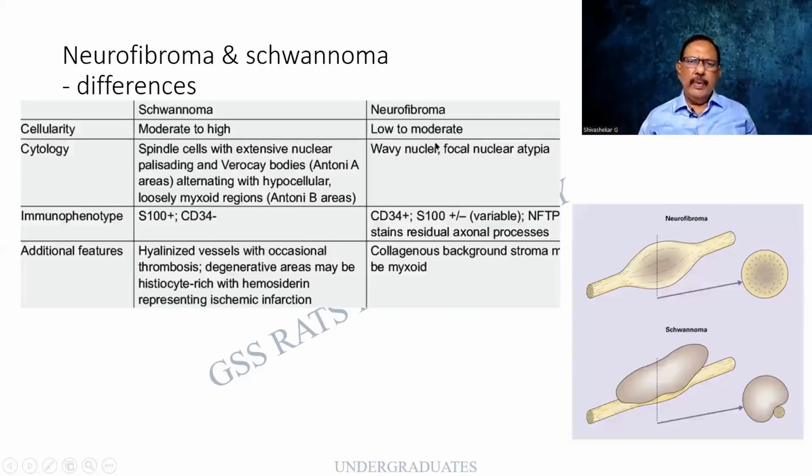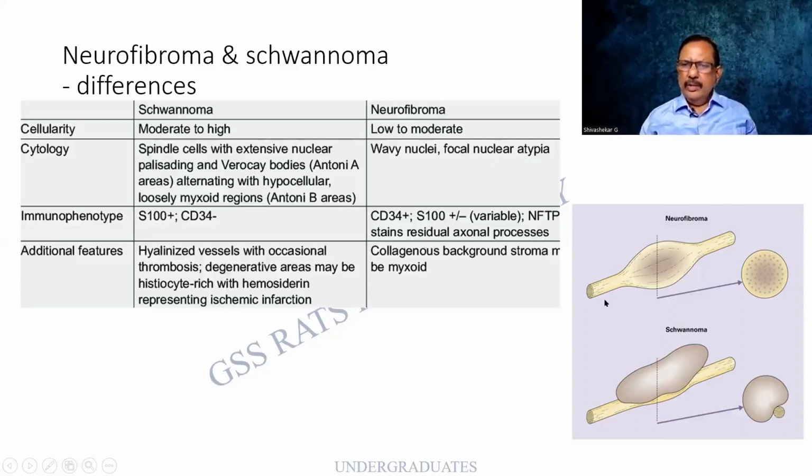These are the differences between a schwannoma and a neurofibroma. The cellularity will be high, whereas it is low in a neurofibroma. Spindle cells, Antoni A areas, Antoni B areas. These are the markers. S100 is positive, CD34 is positive over here. Hyalinized blood vessels. As I told you, both are arising from the nerves.